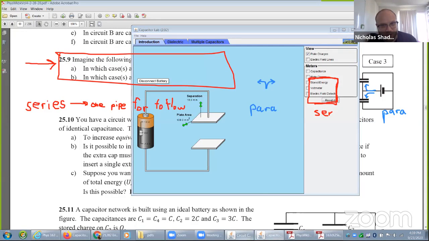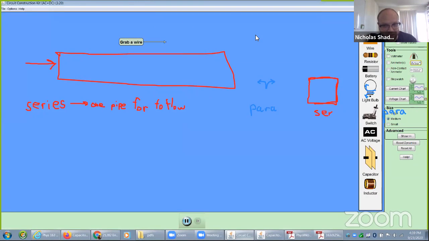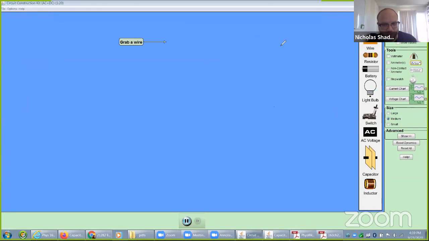But if the light bulb goes out and you break the connection and then the other light bulb goes out, then that's in series. Series is reliant on all of them being connected. Yeah, I think that's a decent thought process.